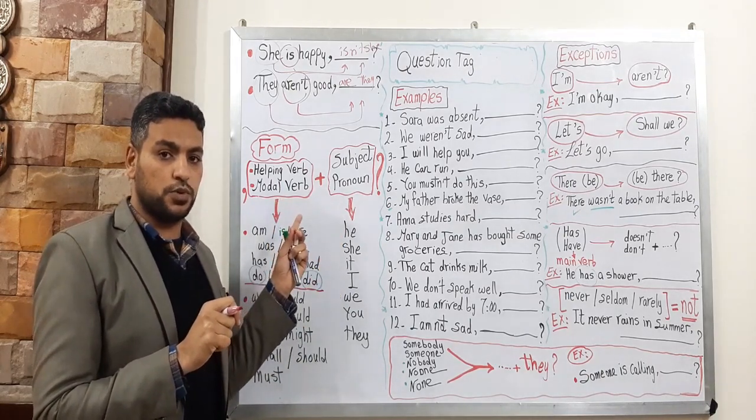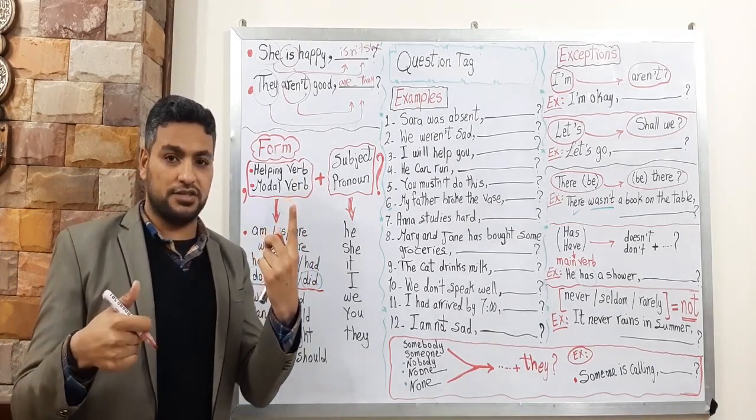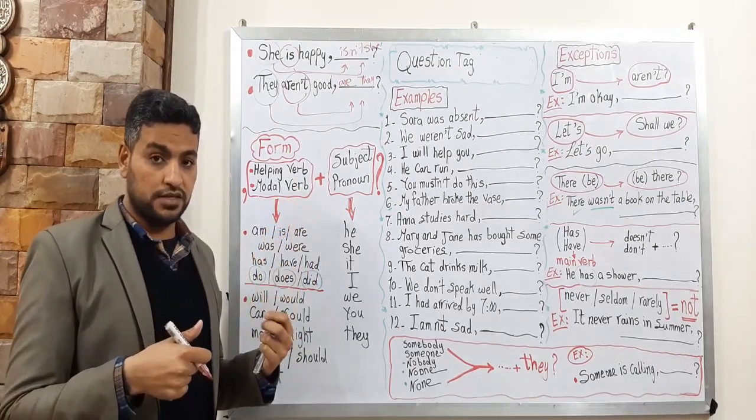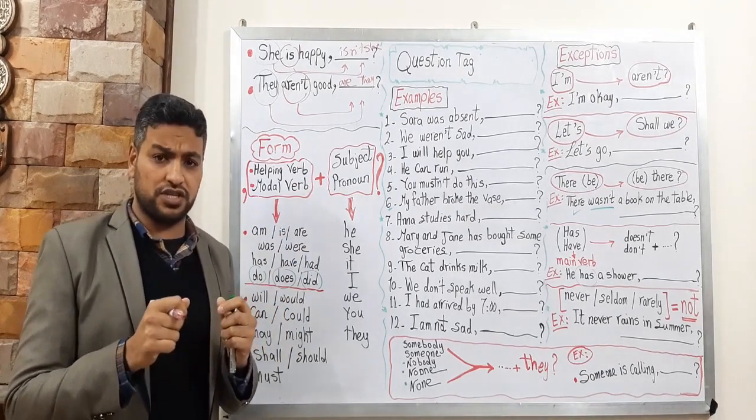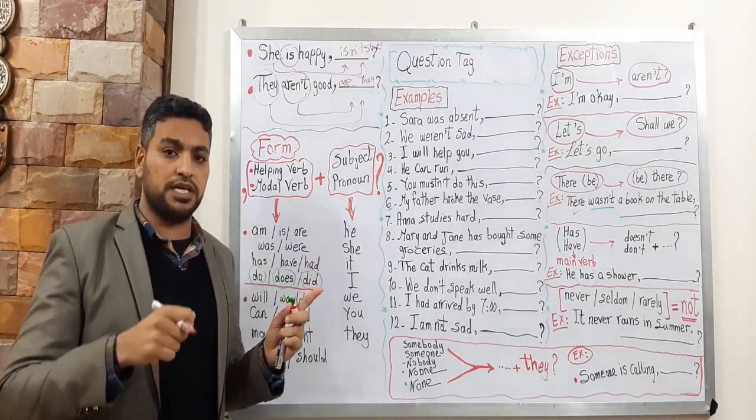So the subject pronoun here is the second part of forming the question tag. So the first part is what? The helping verb or the modal verb. And the second part is the subject pronoun. Understand this point? So I think question tag became clear now. And within these examples, everything will be clearer.